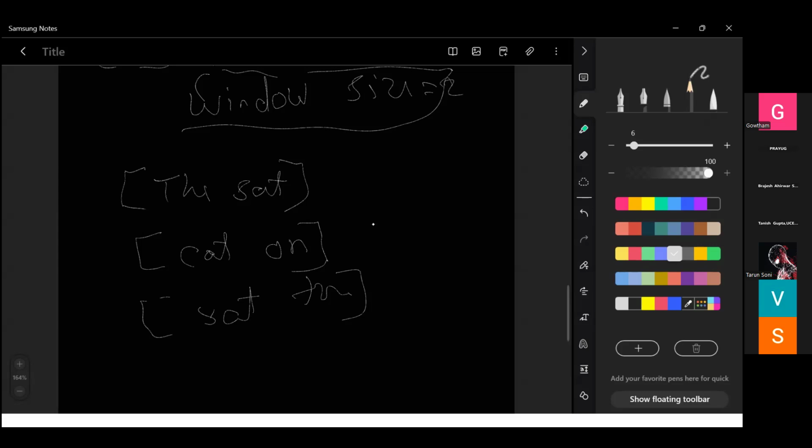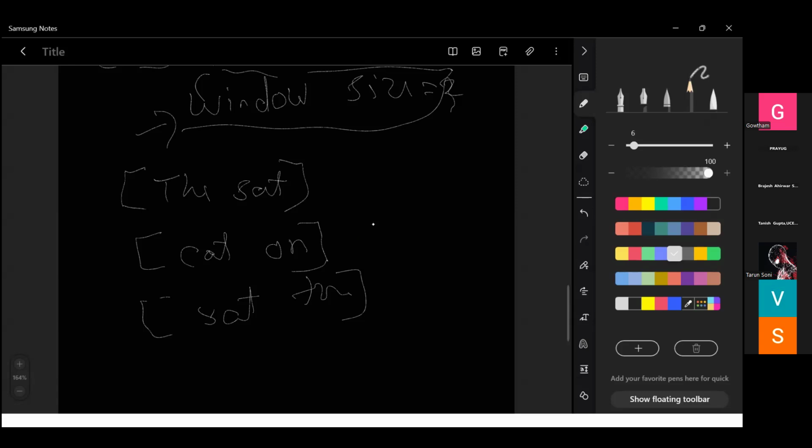So if you take window size 3, it will be the sat on, the cat on the, so like this it will divide. Okay, so this is a very small sentence, then you can go with the window size of 2. Okay. On this basis it will calculate the number of appearances.